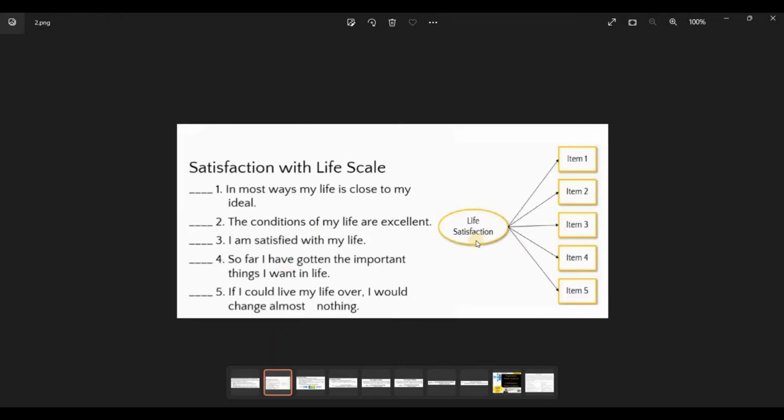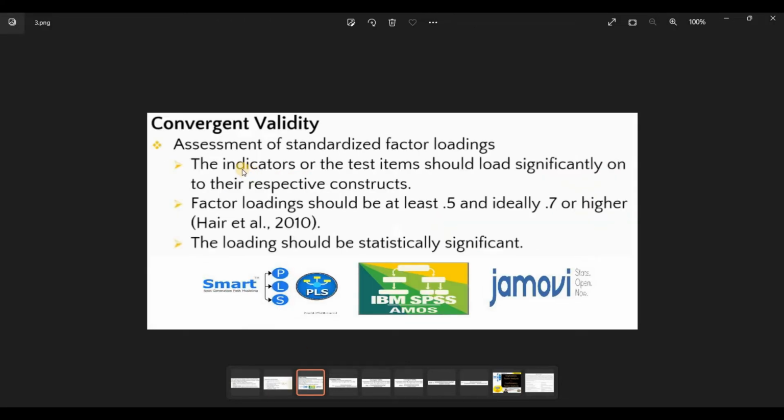Now here you're looking at life satisfaction. This is a latent variable which you cannot directly measure. These are the items through which you can measure life satisfaction. Go through all these items and think about whether they are all measuring this thing or something else. Convergent validity means that the indicator or test item should load significantly on its respective construct. I will tell you how they are loading when we perform this practically in Jamovi.